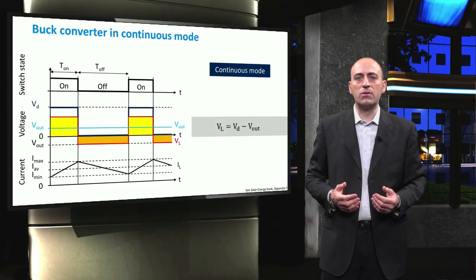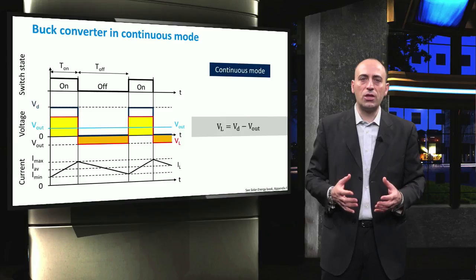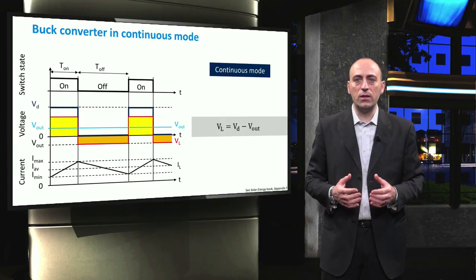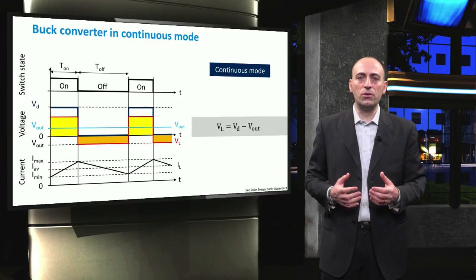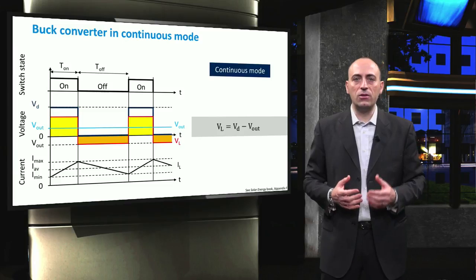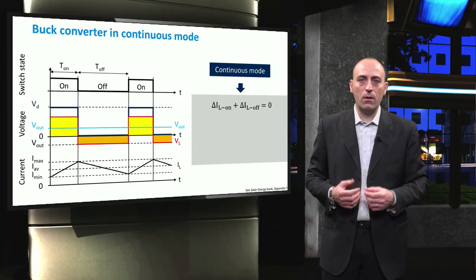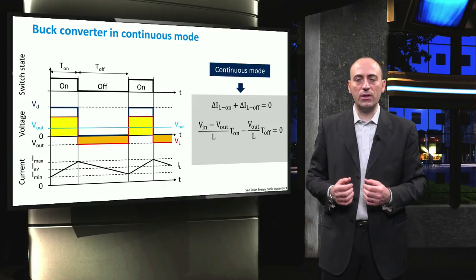After a certain number of cycles, when the converter reaches the steady state, the average current flowing through the capacitor and the average voltage across the inductor are 0. This means that the average current through the coil is constant and that the net charge in the inductor current after one cycle must be 0. By simply substituting what we found in the previous slides, we obtain this equation.